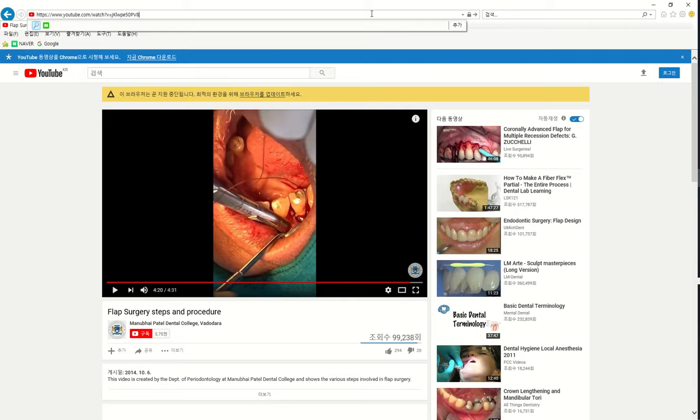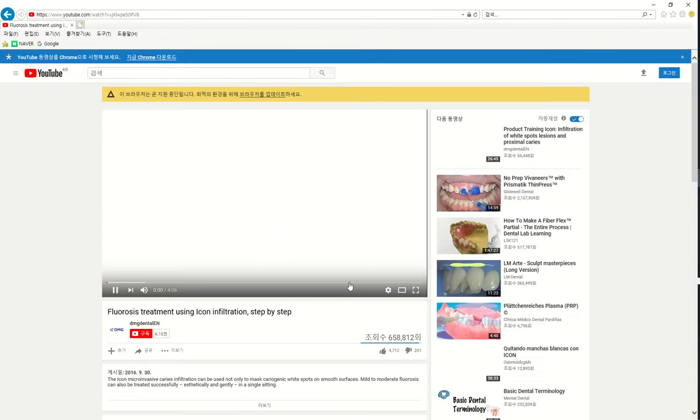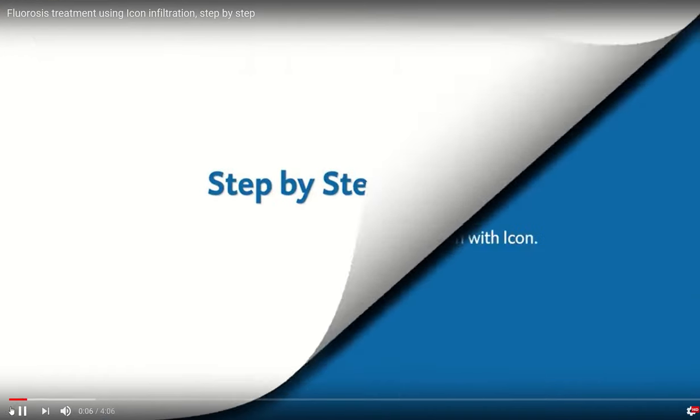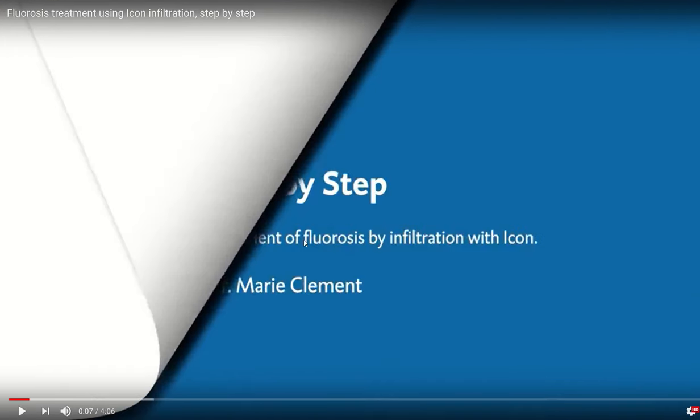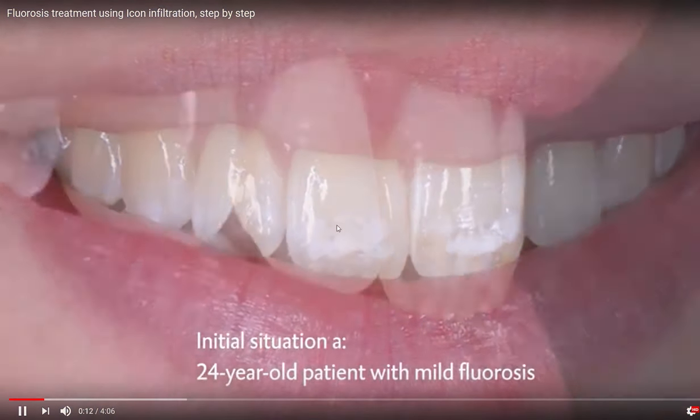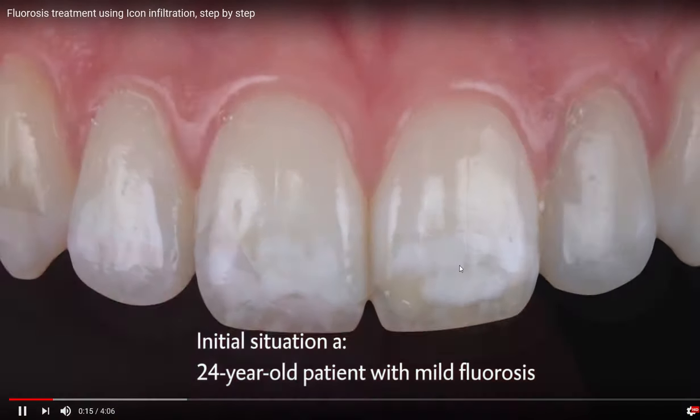So let's look at it. For inhibiting this kind of caries of the baby or pediatric patient, a strong strategy to treat or prevent this kind of dental caries is to use fluoride. So I'm going to share this fluoride application video. So you can see this kind of white spot. Okay.